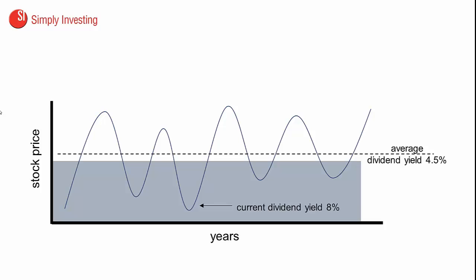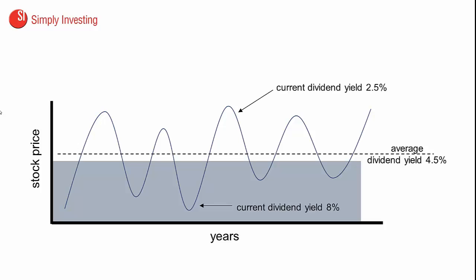For example, if you were to look at this company today and the current dividend yield was 8%, you would compare that to the average and say, okay, the current yield is 8% and it's much higher than the average yield of 4.5%. So yeah, the stock is undervalued. It's probably a good time to buy the stock at its current price.